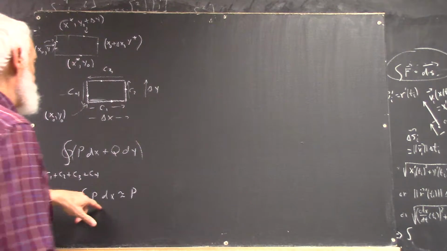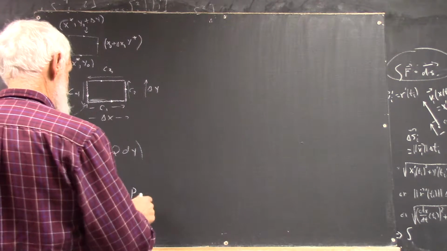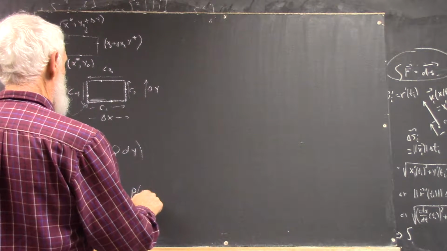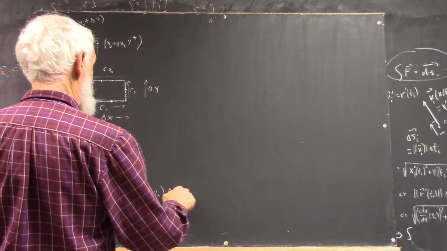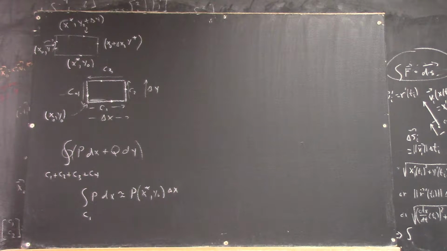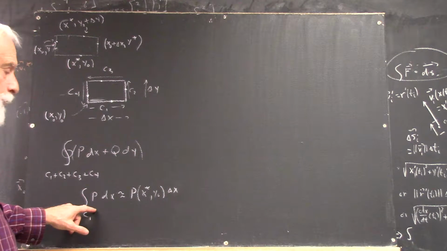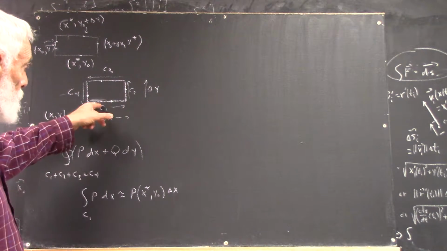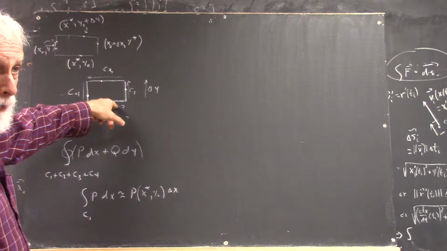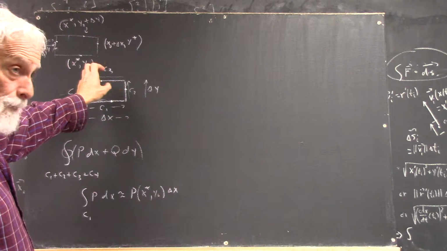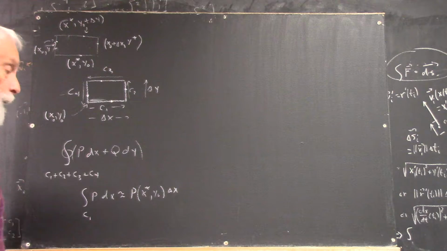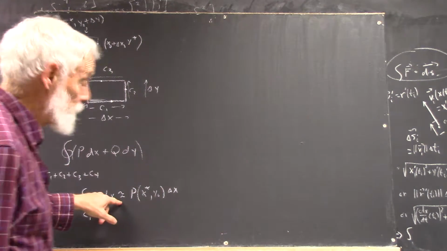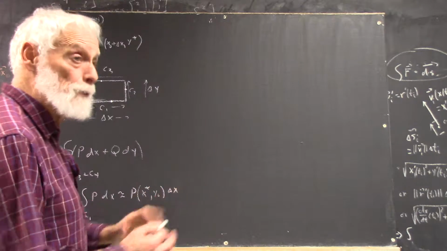Okay, so integral of p dx over C1 is approximately equal to p of x star y naught times delta x. Right? Because it's a small interval, p isn't going to change much. So whatever p is at one point, it's very close to whatever p is at any other point. And so we're going to be taking a limit, and ultimately, as this thing shrinks to 0, that's valid. Okay? It's an approximation. It's going to get better and better as we shrink things down.